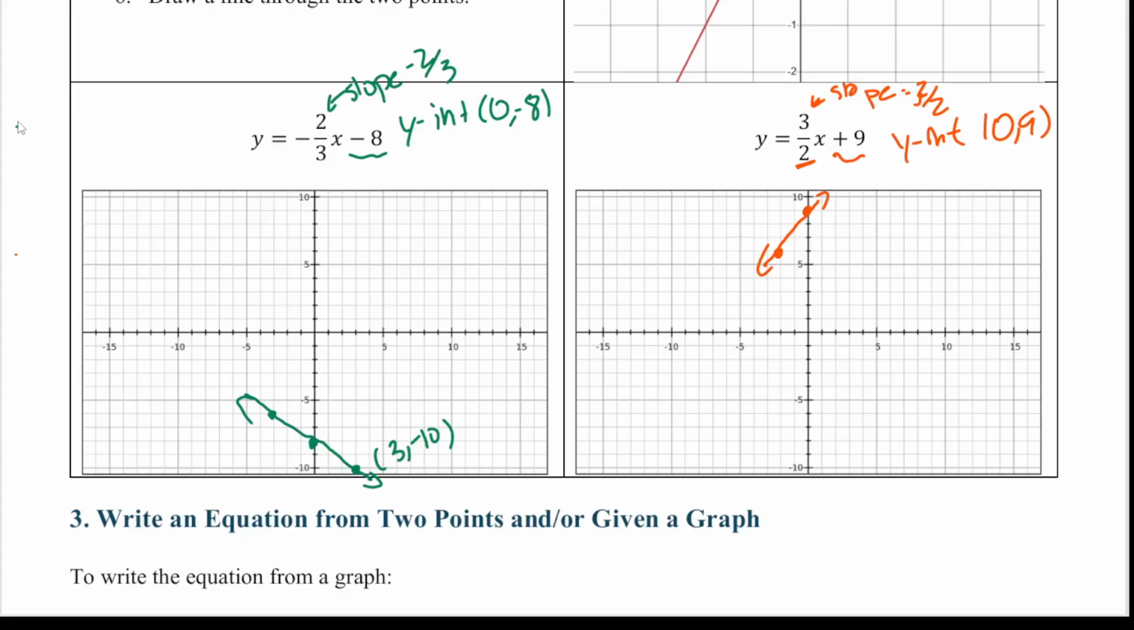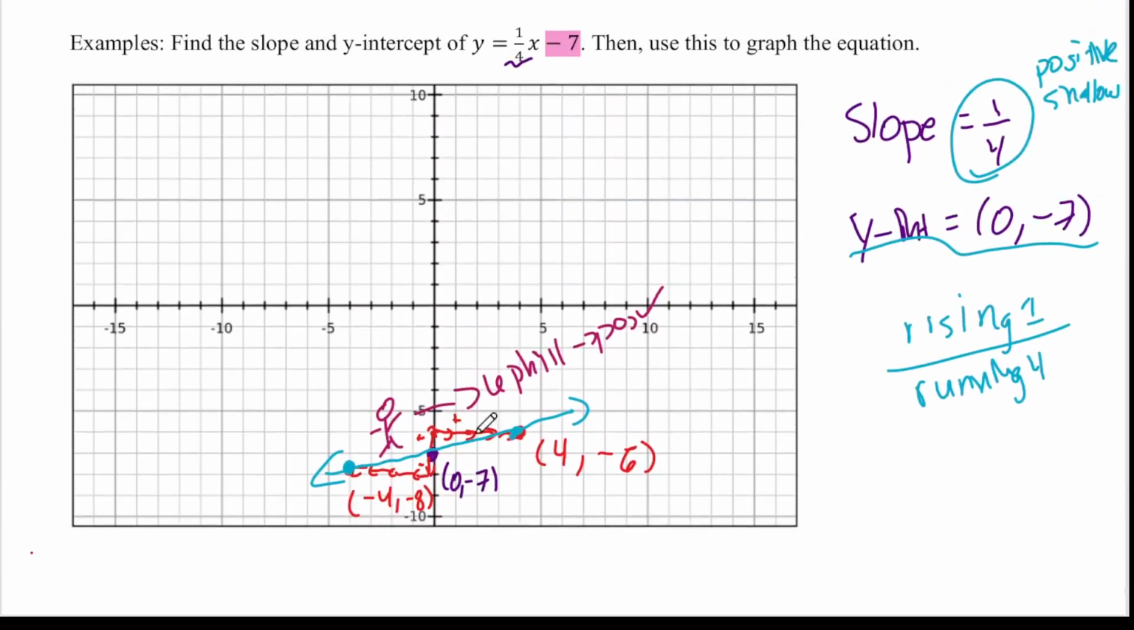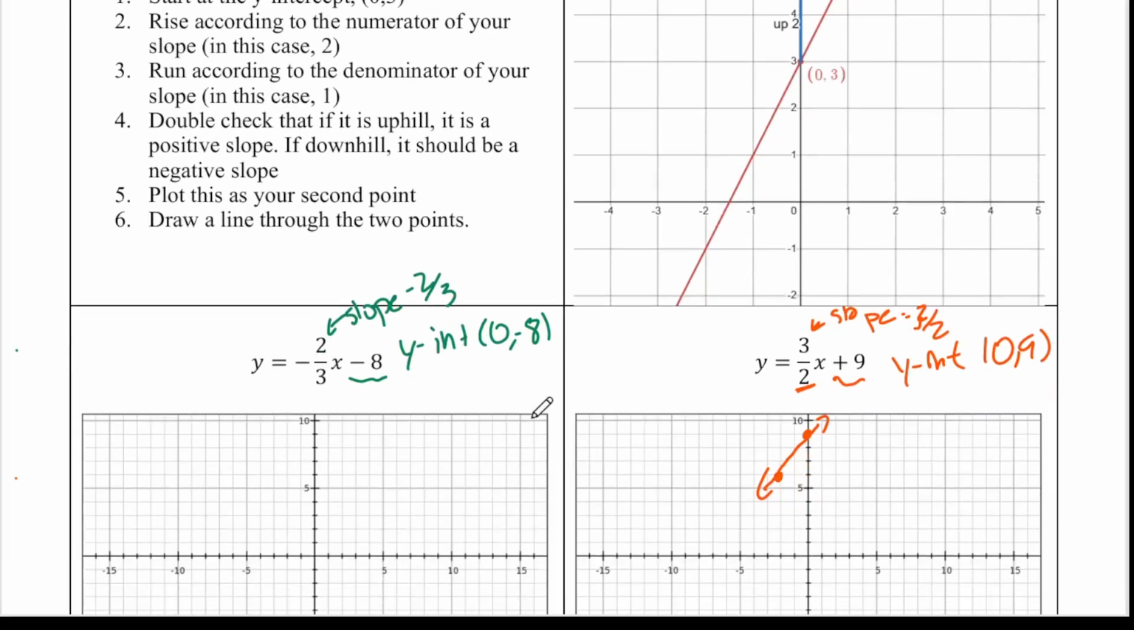My y-intercept's at 9, versus my previous negative sloped one looks like I'm going downhill left to right on top of the line, and my y-intercept is -8. So I know I did it correctly. Just like here, you wanted that y-intercept to be at (0, -7), and then going up and then right 4 for that uphill behavior for a positive slope.